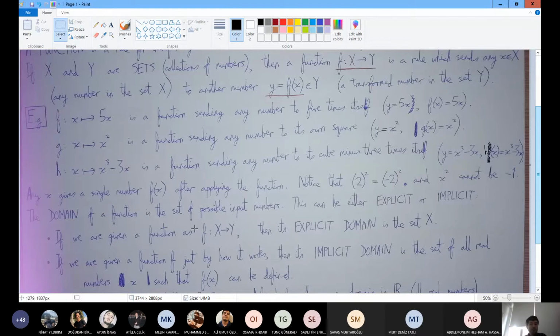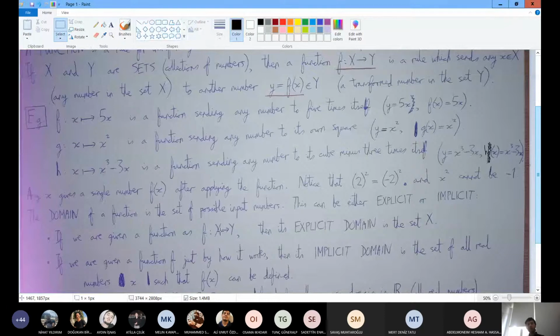Right, so now we know what a function is. The domain of a function is the set of possible input numbers. So the domain can be given either explicitly or implicitly according to how the function is given to you in a particular problem. If you're given a function as f from X to Y, then its explicit domain is simply the set X. You're given the set X that this function applies to, and that's the domain.